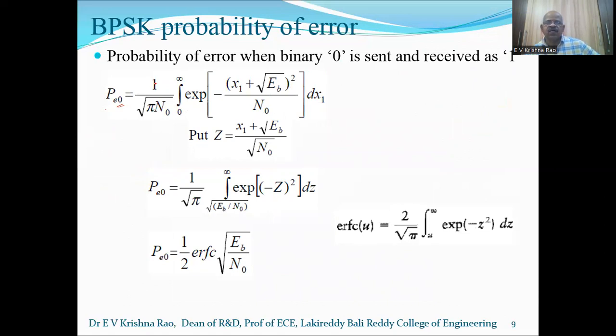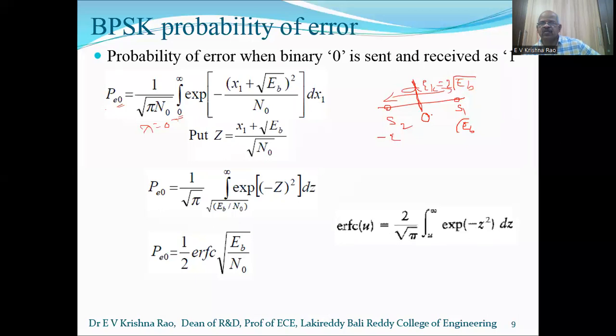So then 1 by root pi N naught, integral 0 to infinity, where 0 is the bound, the threshold. The threshold is 0 between S1 and S2. So the boundary is 0. This is root EB energy, and this is minus root EB energy, with the distance 2 root EB between them. So this is the threshold 0.